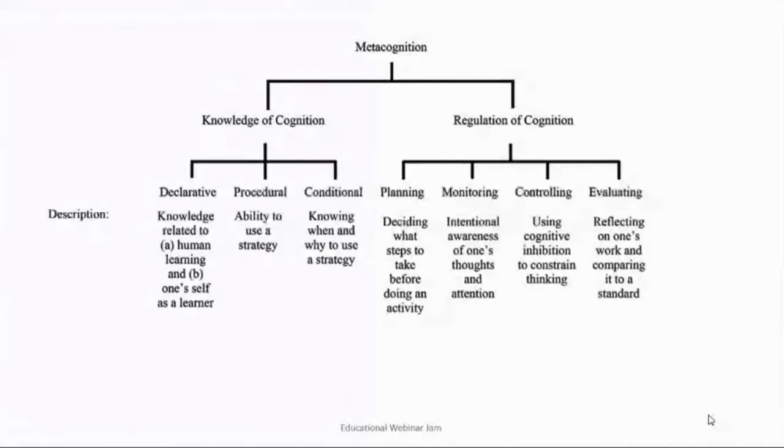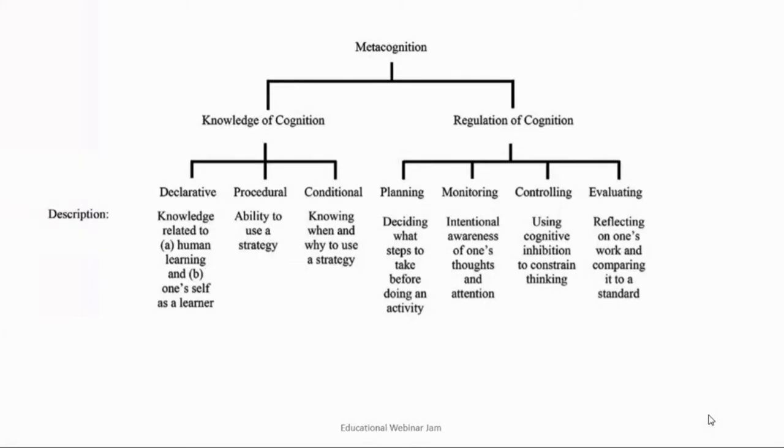The knowledge of cognition is explained in three categories: declarative, procedural, conditional. Declarative is knowledge related to human learning and one's own self as a learner, that you declare what I know and what I don't know, what are my strengths regarding knowledge, and what are my weaknesses. When you understand that, you reach that level of declarative knowledge of cognition.